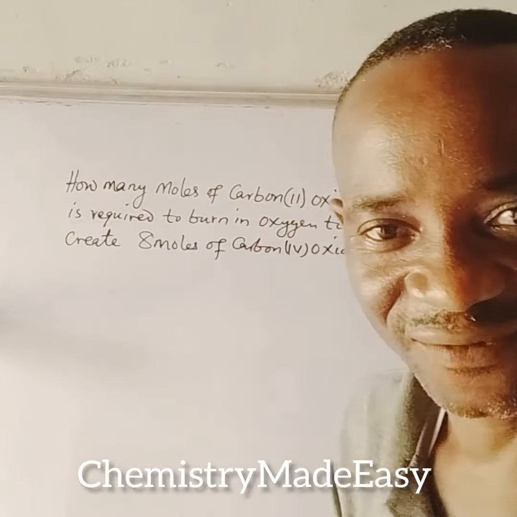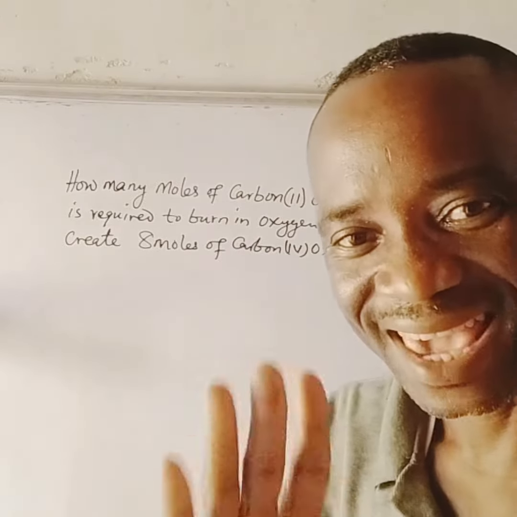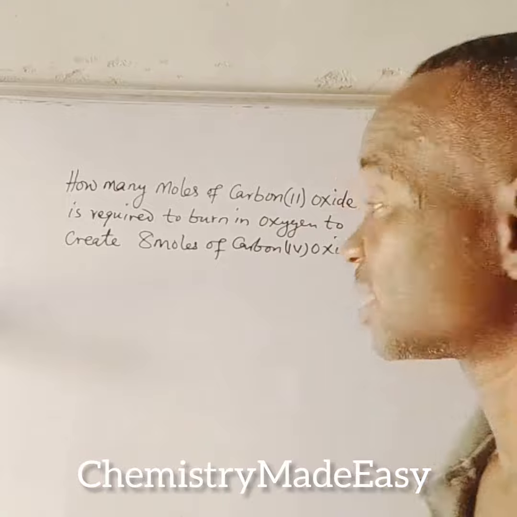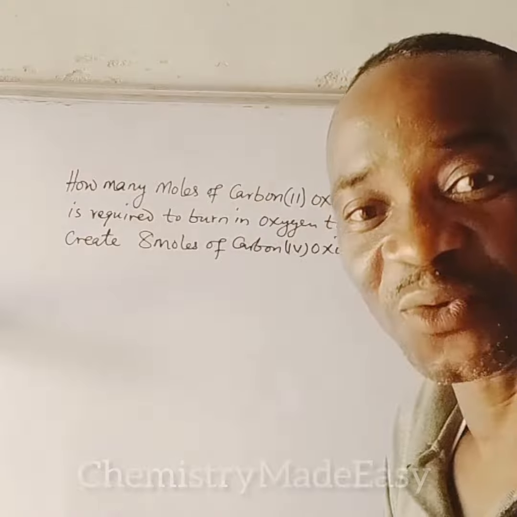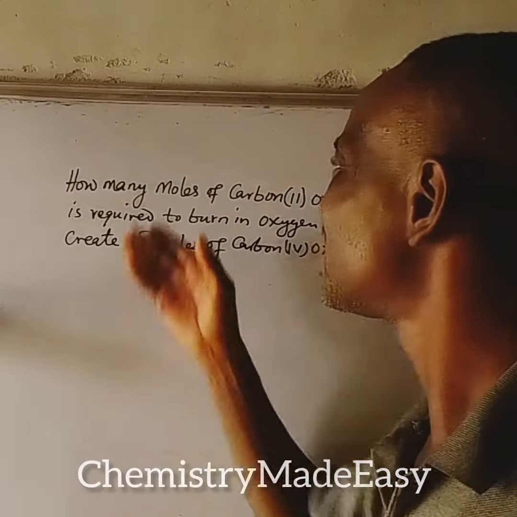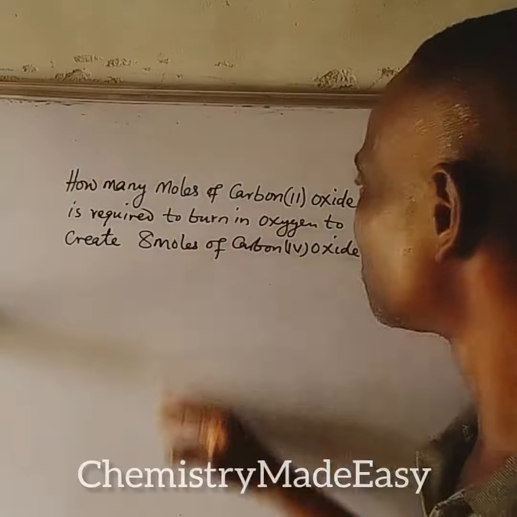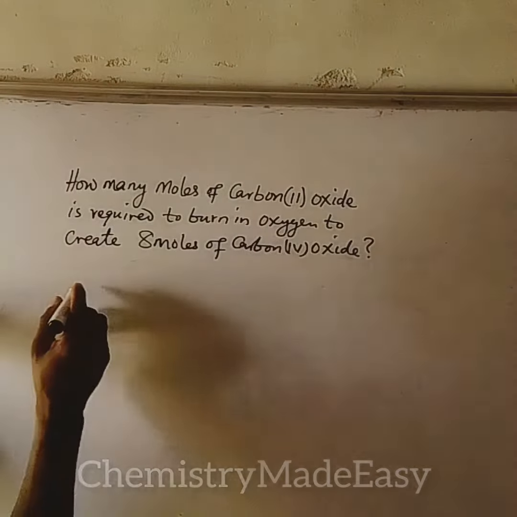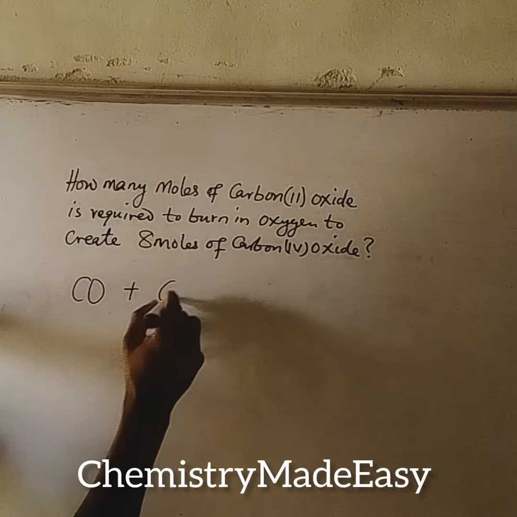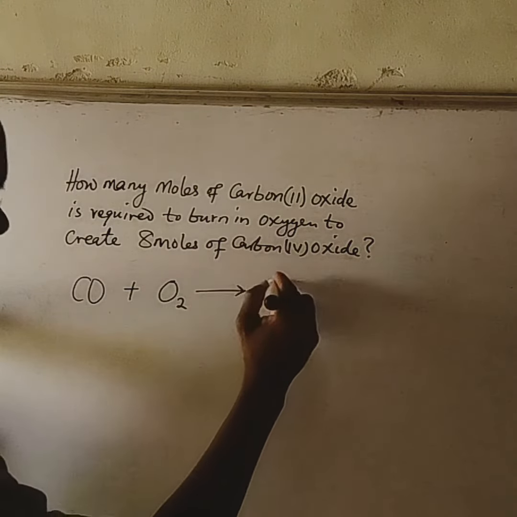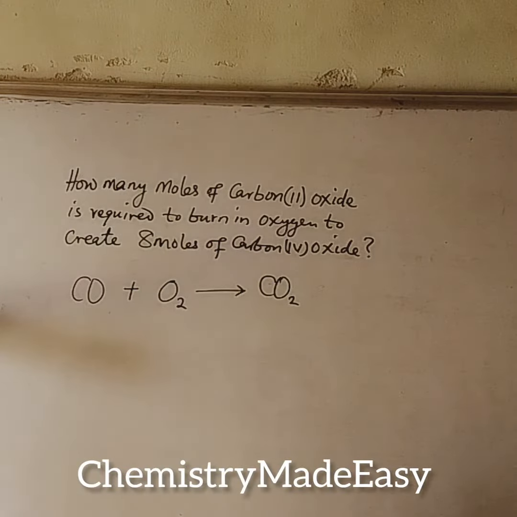How many moles of carbon monoxide is required to burn in oxygen to produce 8 moles of carbon dioxide? The first thing you bear in mind is that the question has told you what to do. What did it say? How many moles of carbon monoxide burns in oxygen to produce 8 moles of carbon dioxide? Meaning carbon monoxide, CO, burns in what? Oxygen. To afford what? Carbon dioxide. You have changed this statement to chemical language, right?